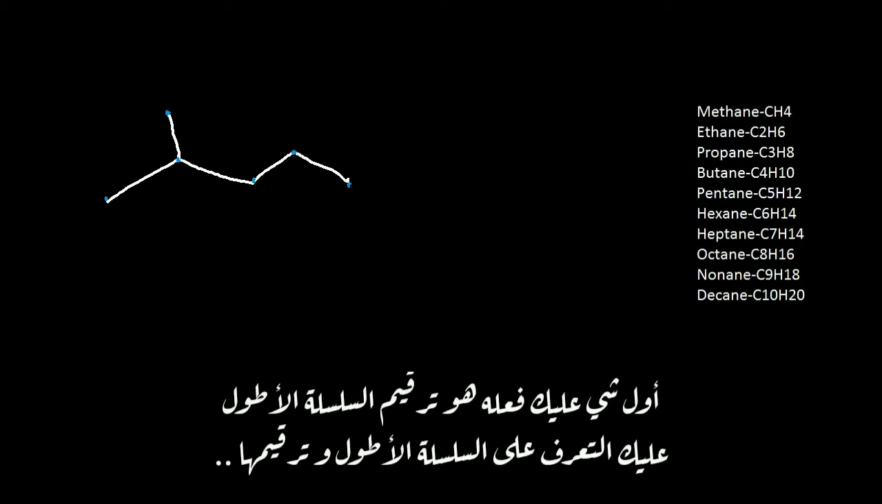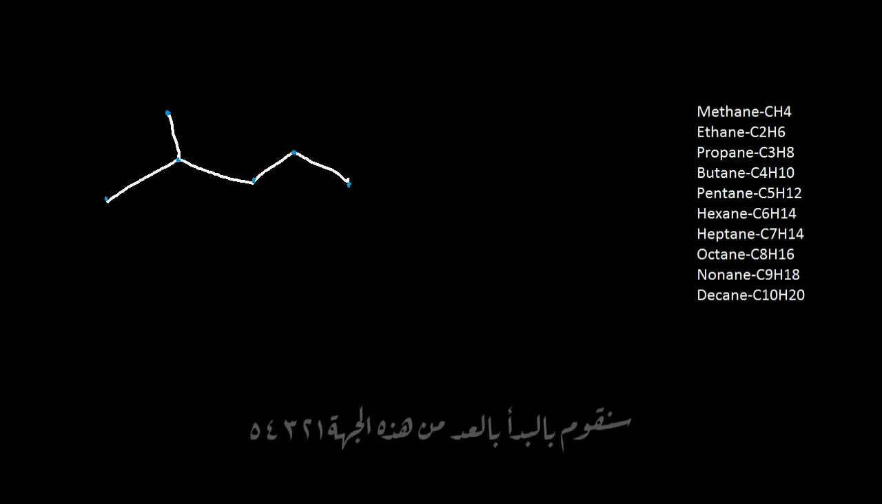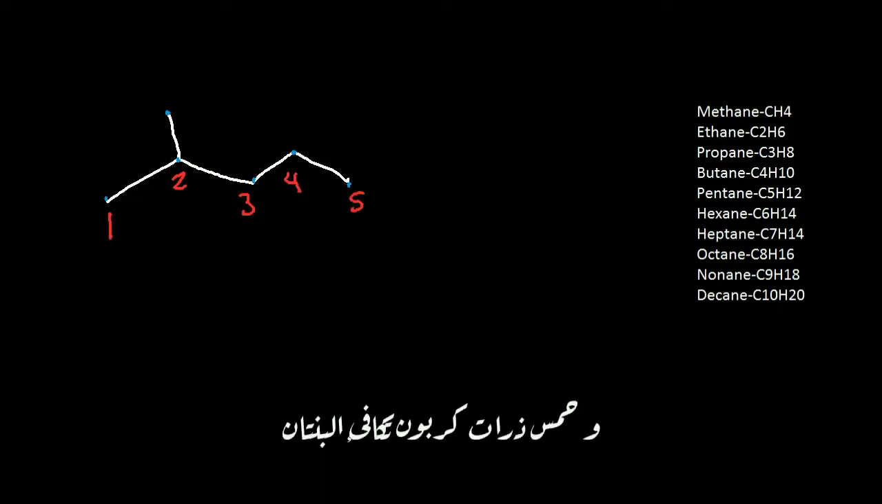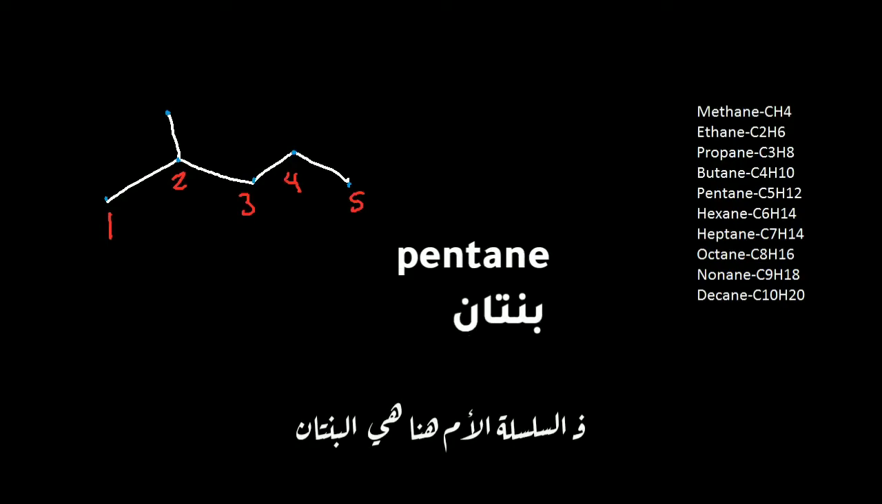The first thing you want to do is count the longest chain. You want to identify the longest chain and count it. So we're going to count starting from this side. 1, 2, 3, 4, 5. So 5 corresponds to pentane. So that's going to be the parent name, pentane.